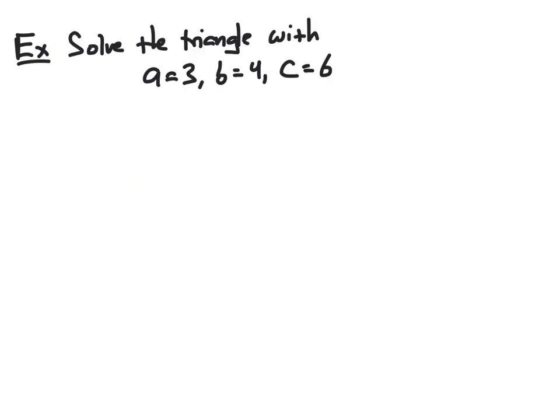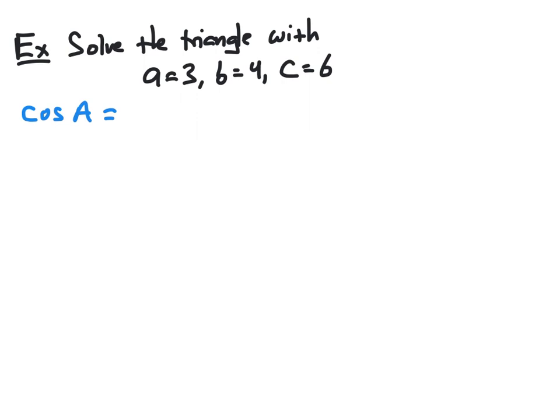In our next example, we're asked to solve the triangle with three given side lengths, A equal to 3, B equal to 4, and C equal to 6. Because we know the three side lengths here and none of the angles, we're going to need to use the law of cosines. And in particular, we're going to have to use the versions that are solved for the cosine of our angles. So for example, to find angle A, we're first going to find the cosine of angle A and then use the inverse cosine function.